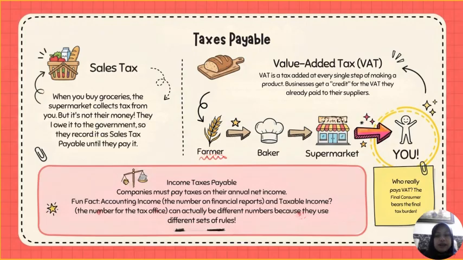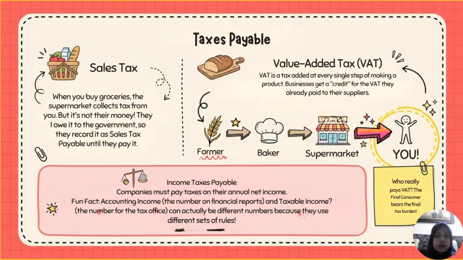The first one is sales tax. Let's look at the left side, sales tax. To make it easy, think about when we buy groceries at a supermarket. When we pay at the cashier, the supermarket collects tax from us. But here is the trick: it is not their money. The supermarket owes this money to the government because they have not paid it to the government yet. So they must record it as sales tax payable on their books until they finally transfer the money.